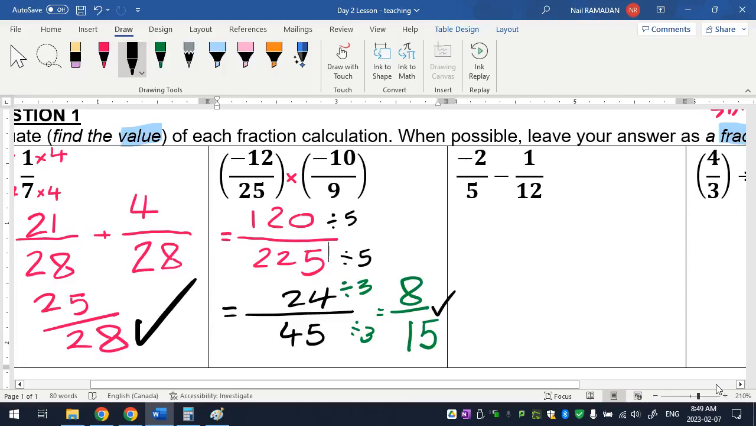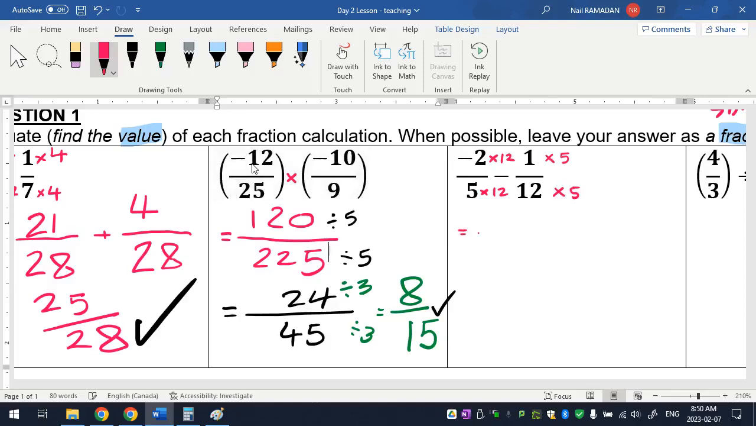What's common between 5 and 12? What do I get when you multiply 5 times 12? Because that's the easiest way to get common denominators. What's 5 times 12? 60. Great. So this one multiplies by 12, which means this one has to multiply by the same thing. This one multiplies by 5, which means this one multiplies by the same thing.